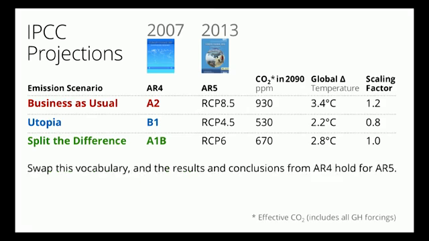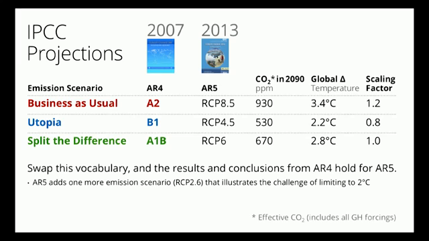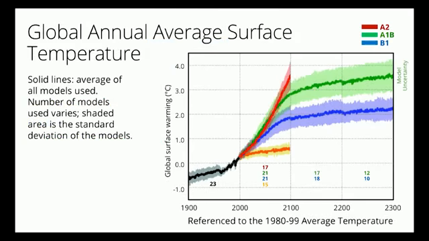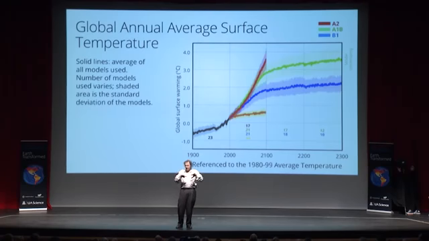We'll skip this for a second. If you swap the vocabulary for what the emission scenario is called, you find that the results and conclusions from 2007 are no different than they were from 2013. The 2013 report adds one more scenario, just to show you how difficult it is to keep the global average temperature increase less than 2 degrees. Otherwise, there's really nothing new of policy consequence. The other point I want to make here, and I'm not going to go through the slide, is even if we know exactly how much CO2 is going to the atmosphere, if you give it to all the climate models, they all do the same pattern of warming.